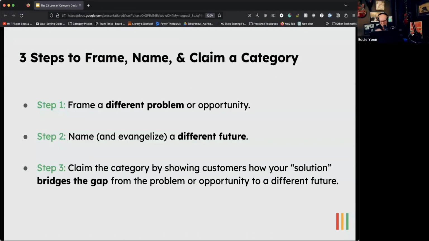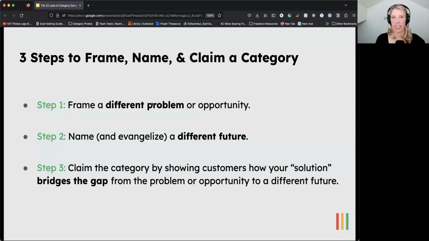All right. I know you just answered a question, Eddie, but why don't you run everybody through this real life version of how to frame, name, and claim a category? And I'll kind of operate and run through the slides. And like I said, you all will get a copy of this afterwards so you can reference it. But Eddie, take it away.